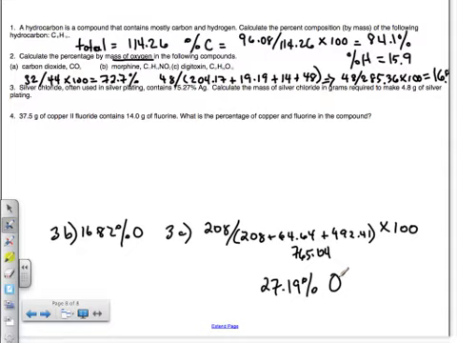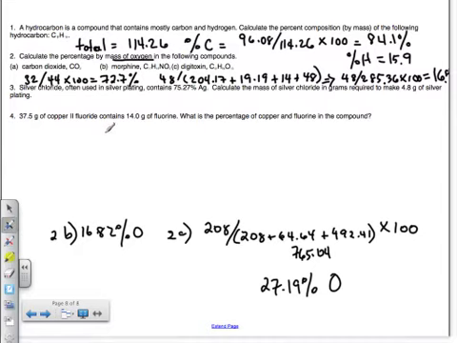Alrighty. Number 3, silver chloride, often used in silver. Oh, it wasn't 3B, that was 2B. Sorry about that. 2. All right, number 3. Silver chloride, often used in silver plating, contains, hard to say, 75, I believe, 0.27% silver.